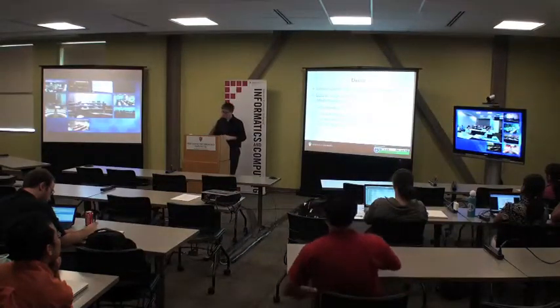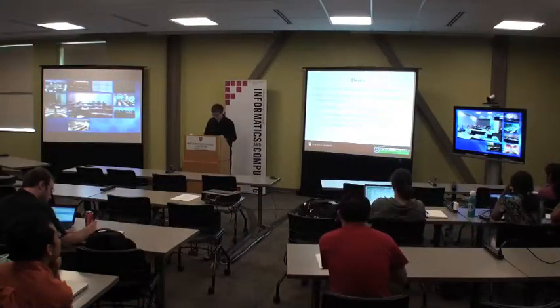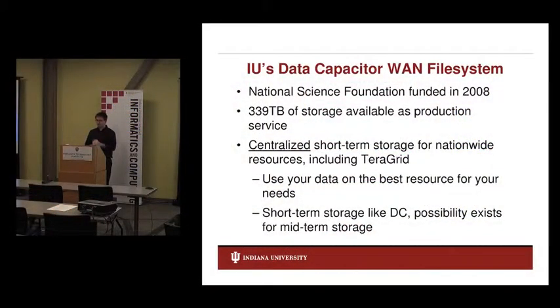Okay, so that was the demo. Fun stuff. And the whole time we've been using the Data Capacitor WAN file system, also funded by the National Science Foundation. We purchased the hardware in 2008. We have 339 terabytes of storage available as a production service to TeraGrid, IU, and non-TeraGrid users. It's a centralized file system, just like the Data Capacitor. This slide looks really similar because the Data Capacitor and DC-WAN are very similar, except DC-WAN is going over the network.